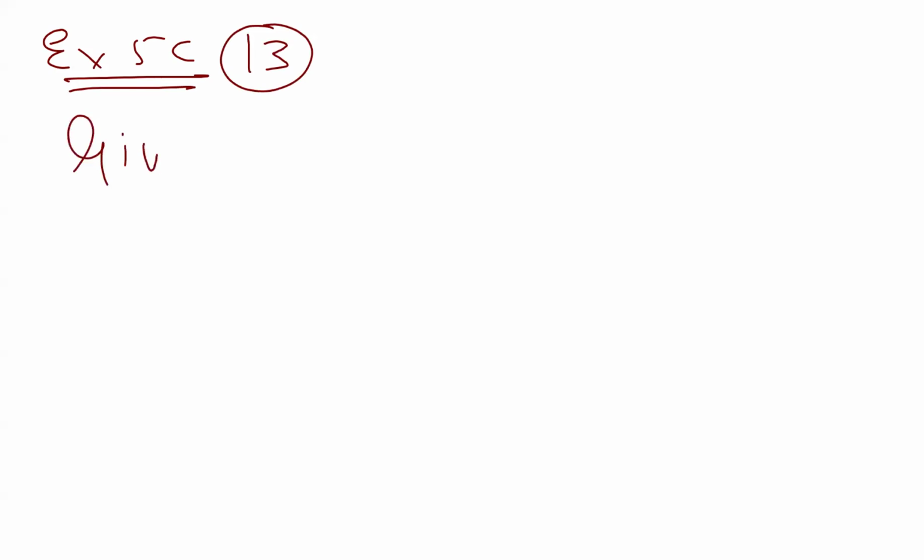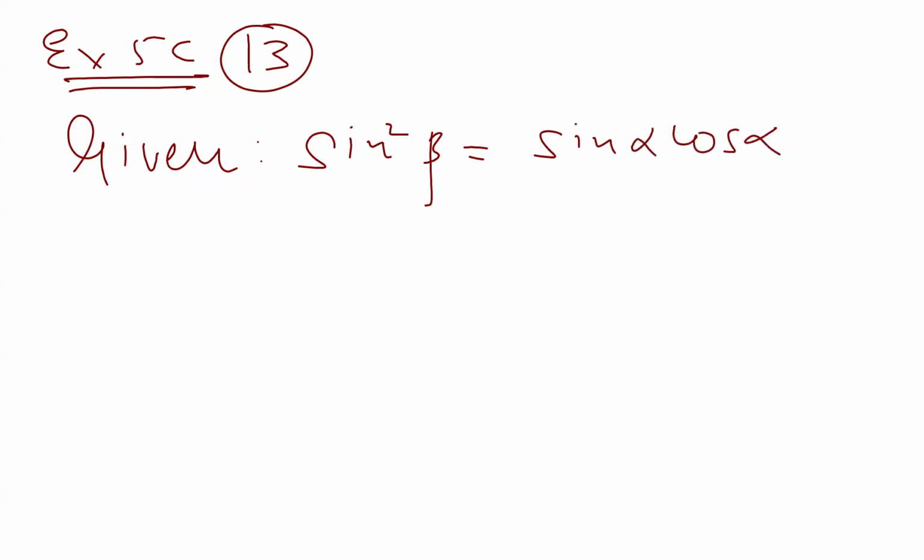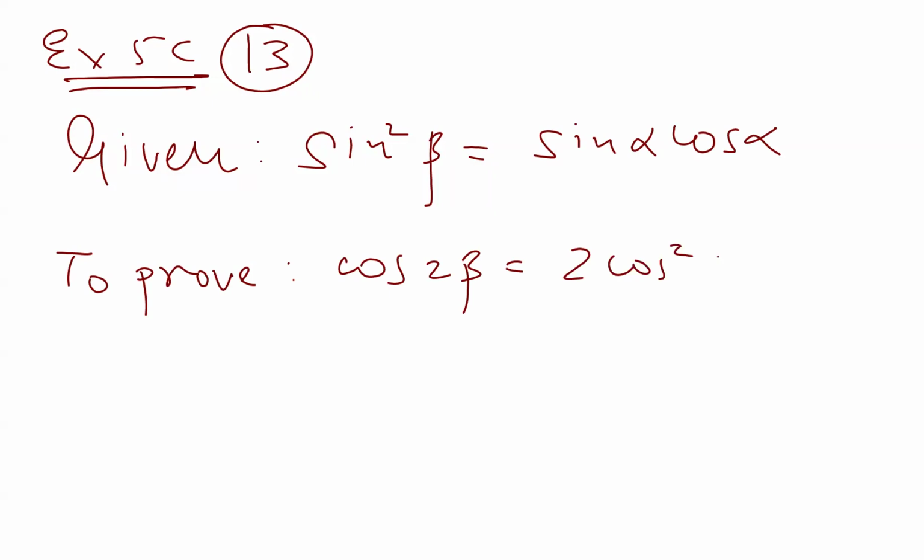Given is sine square beta is equal to sine alpha cos alpha. Now this is given to us, and we need to prove something. What we are supposed to prove? We are supposed to prove cos 2 beta is equal to 2 cos square (pi by 4 plus alpha). Now we'll start with the RHS.